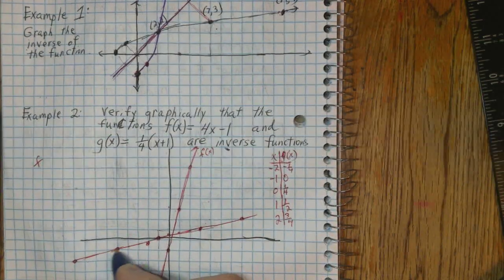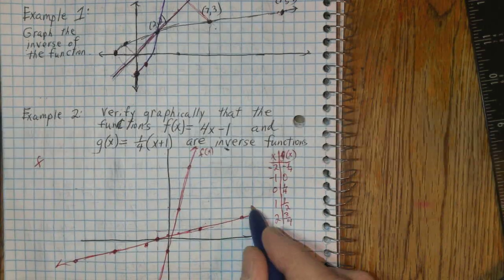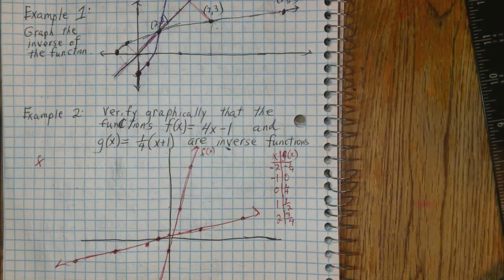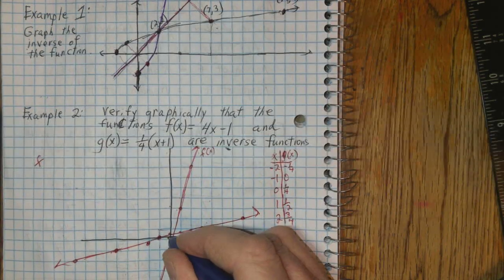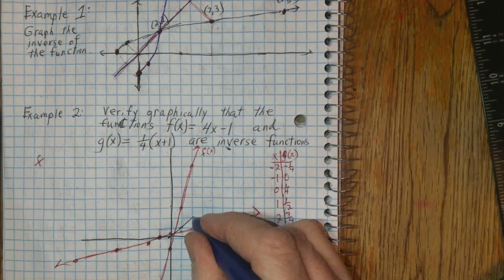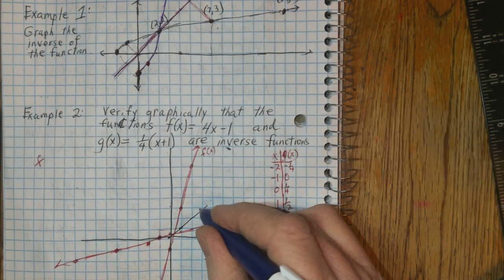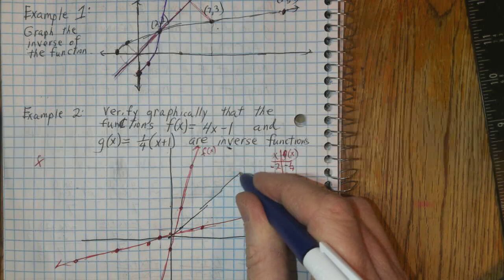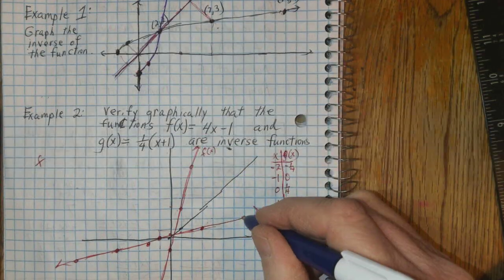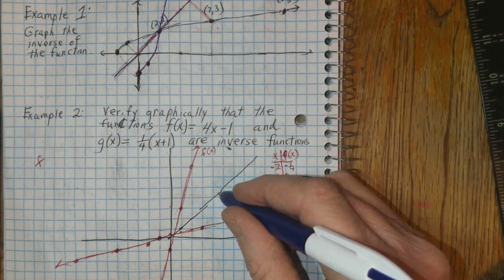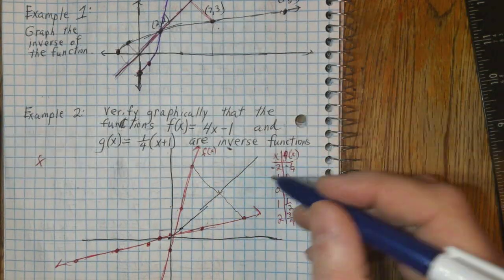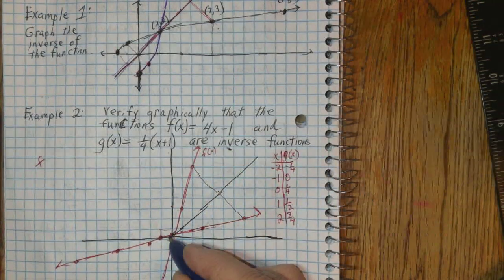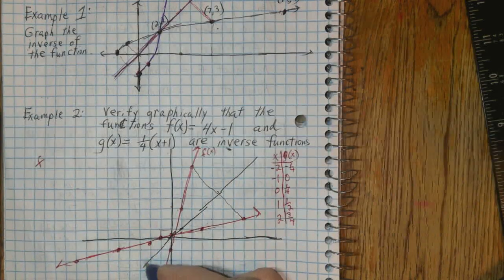Okay. So there is that. Now it said verify graphically. Y equals x: 0, 0, 1, 1, 2, 2, 3, 3, 4, 4, 5, 5, and so on. Now you notice 1, 2 and a half, 1, 2 and a half on that side too. It looks like they are reflections of each other.